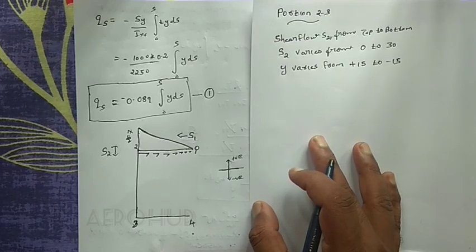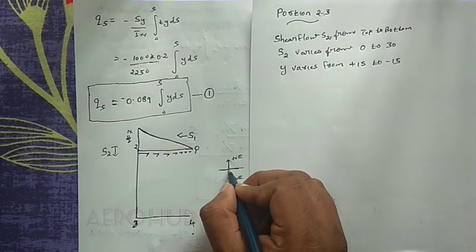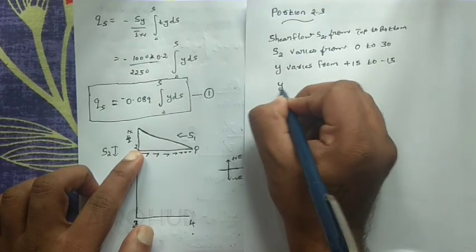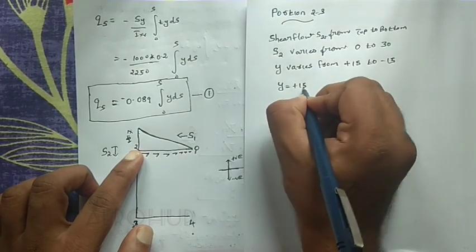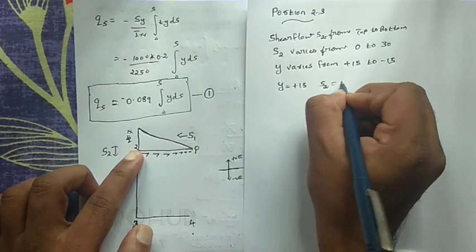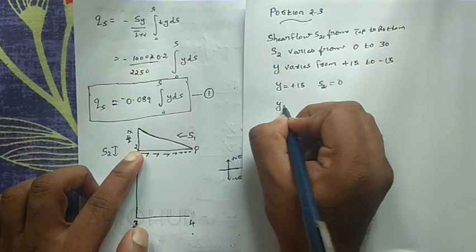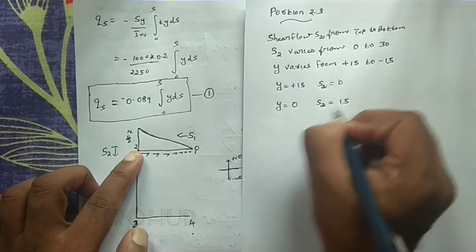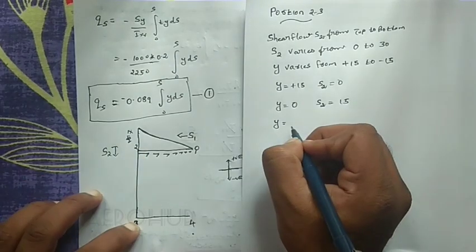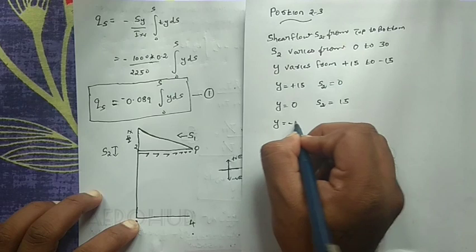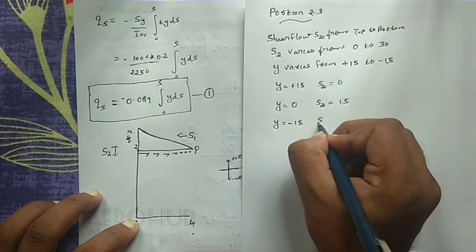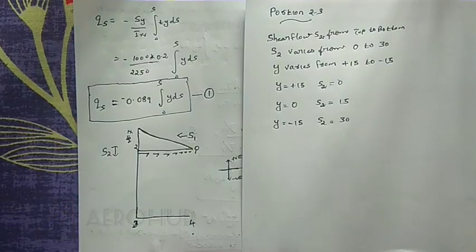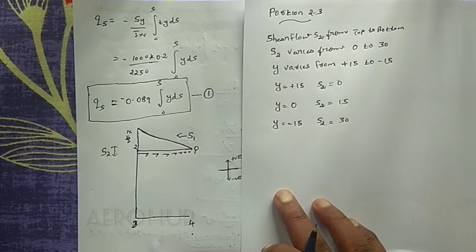Okay, and at the center it will be 0. So when y is equal to plus 15, s2 is equal to 0. When y is equal to 0, s2 will be equal to 15. And when y is equal to minus 15, somewhere here, this minus 15 is here, s2 is equal to 30. Okay, from this equation we have to find out the value of y.